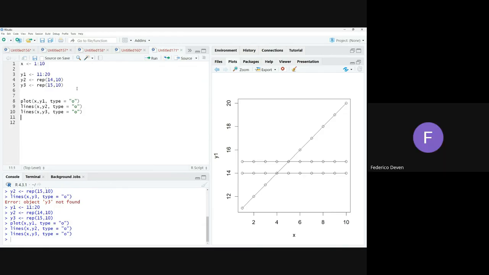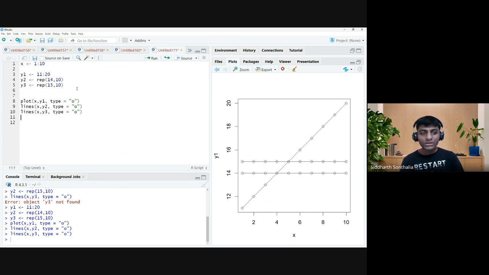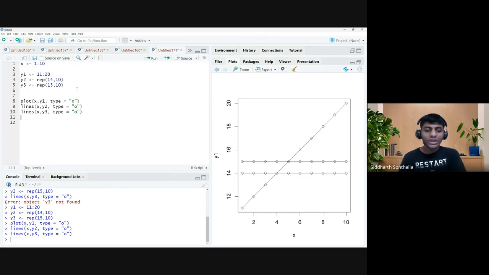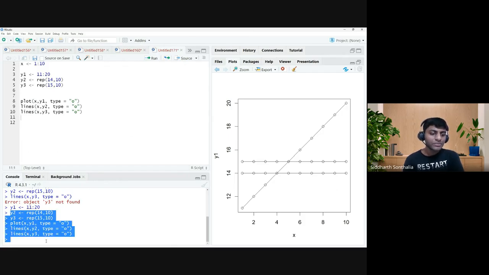May I know what the shortcut to run is? Is it like Control Enter? Control Enter, the same one that we use to execute our code. So the thing is, the output of our usual x plus y gets outputted in the console, right?